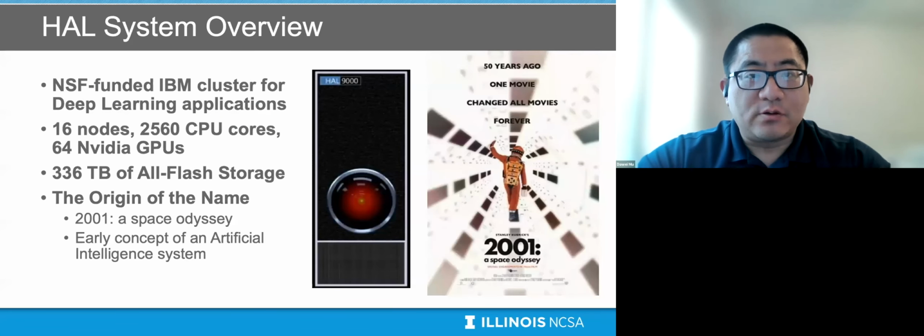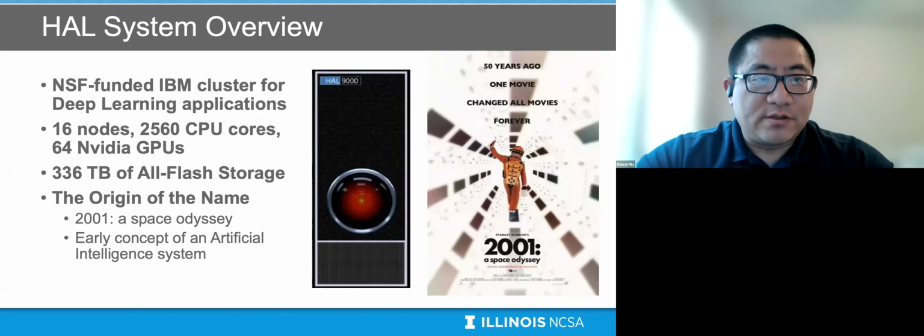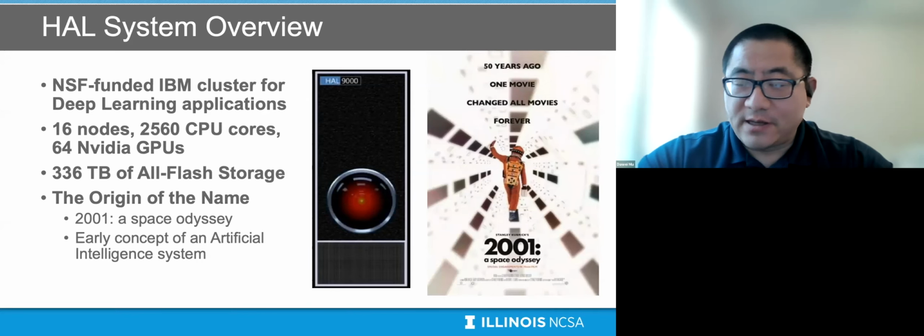So first, HAL system overview. The HAL system is an NSF-funded IBM cluster for deep learning applications. This machine contains 16 compute nodes with 2,560 CPU cores, as well as 64 Nvidia GPUs. This system also has 336 terabytes of all-flash storage, which has greatly improved the I/O efficiency of this system.